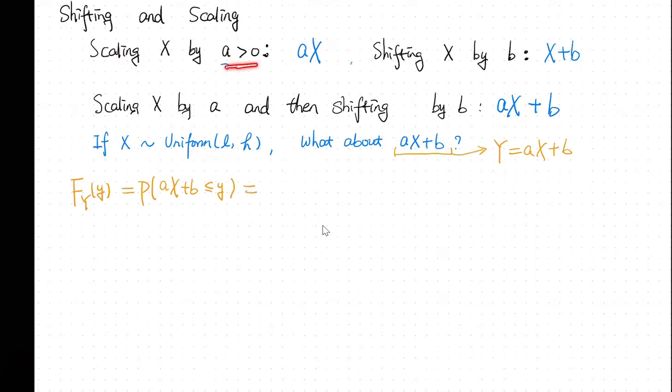And now recall that a is strictly positive. So this inequality is equivalent to the probability that X is less than or equal to y minus b divided by a. And that clearly is the CDF of X evaluated at y minus b divided by a. Now, if you want to find the PDF of Y, which is easier to work with, you can take the derivative of the CDF.